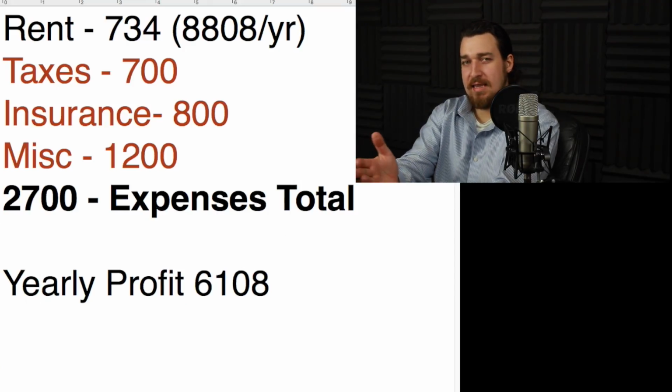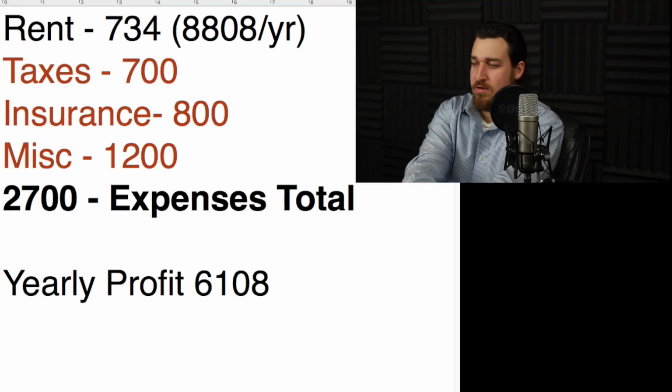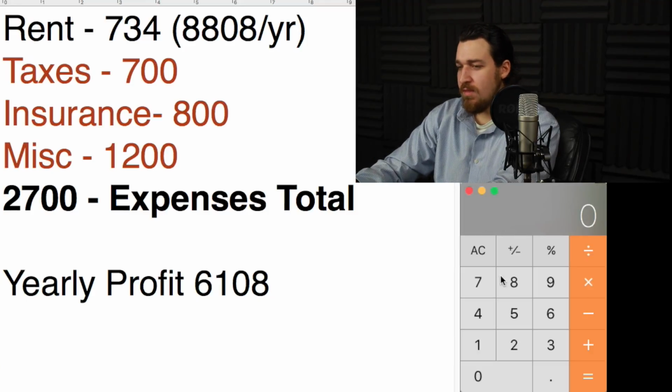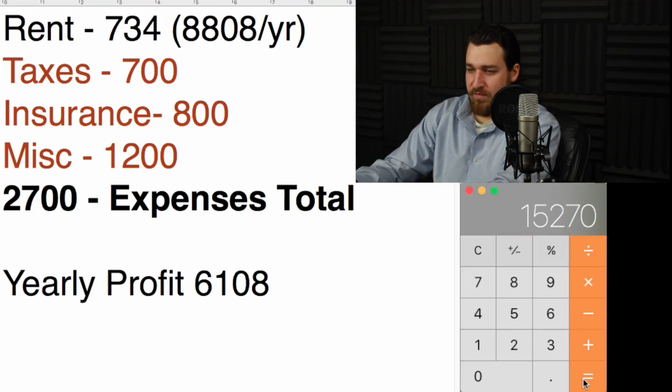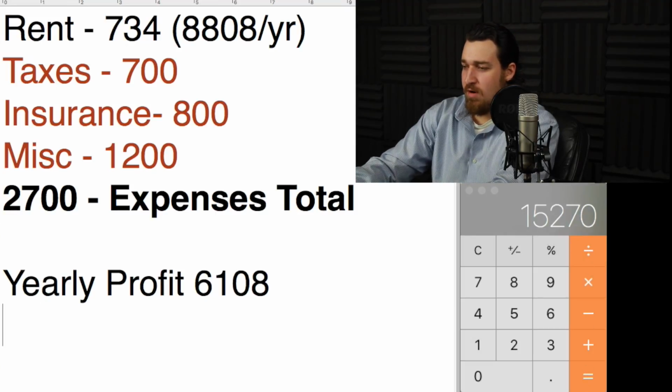Now, like I said, unless I can get my money back in 2.5 years, I don't want the property. So 6,108 times 2.5, that's $15,270. That's what I want to be in this property for.